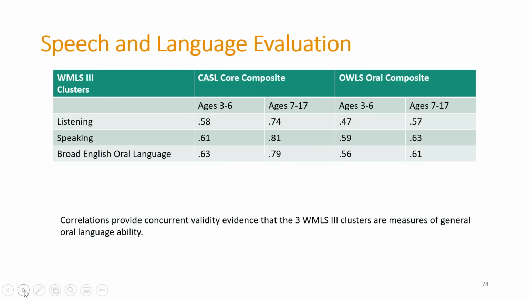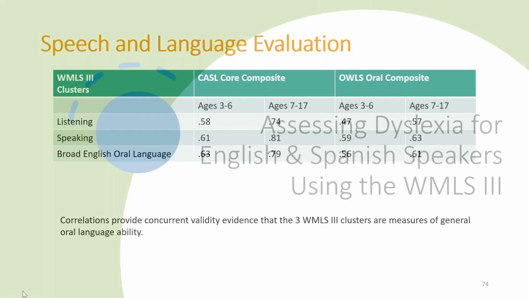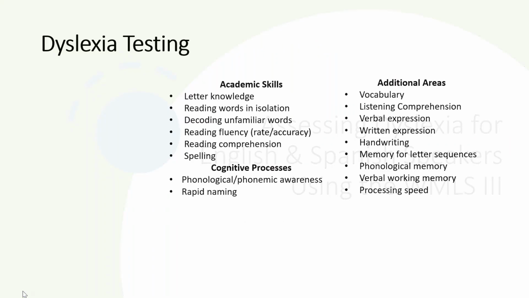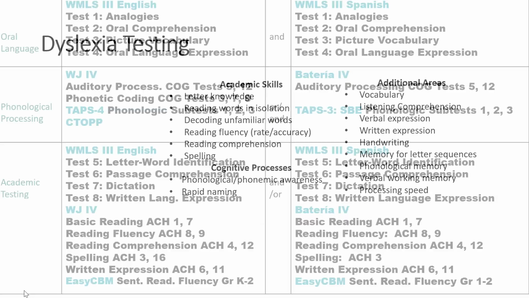And these next few slides just show correlations between the WMLS and some of the speech language evaluations. So let's talk about using the WMLS for dyslexia. Again, the dyslexia handbook's been updated, and we have outlines on what academic skills need to be looked at, what cognitive processes, and any additional areas we might need to assess.